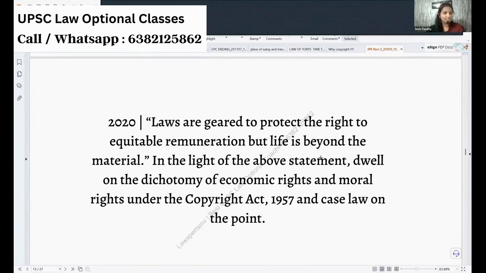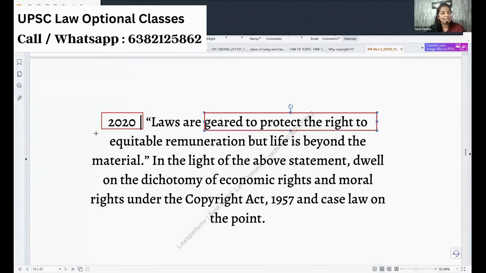I told you, right? Moral rights are important. UPSC has asked a question. Laws are geared to protect the right to equitable remuneration. Yes, that's why we have copyright. So you do something, you remunerate from that. You can commercially exploit that.